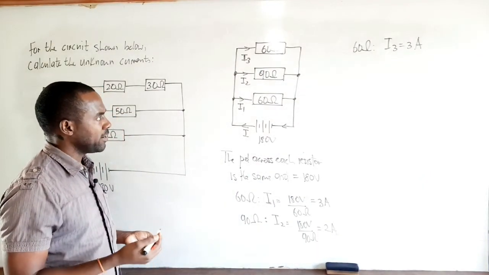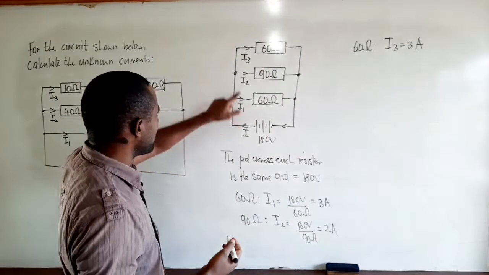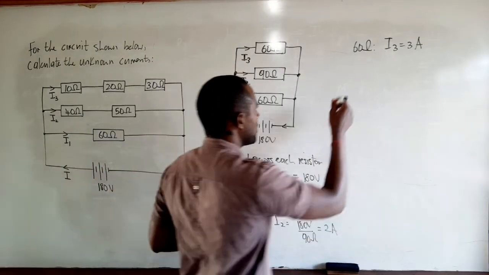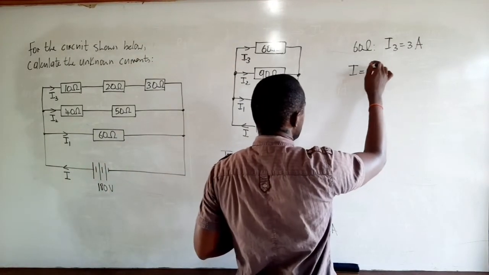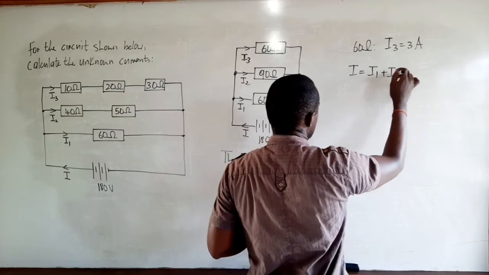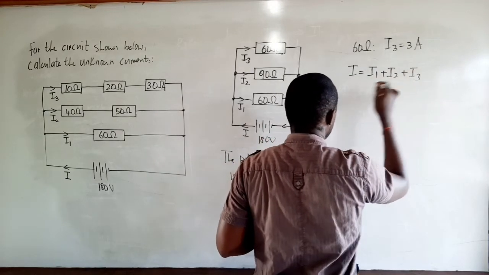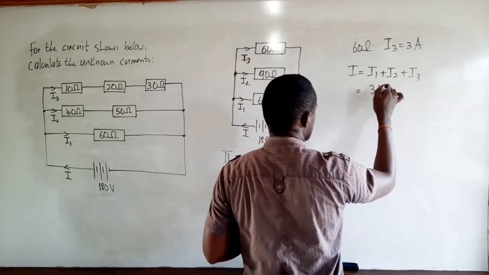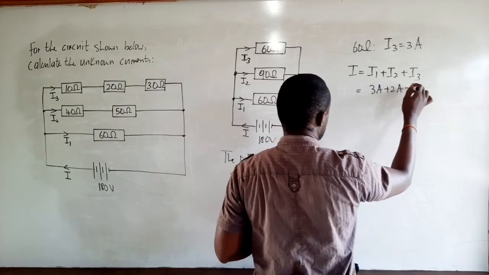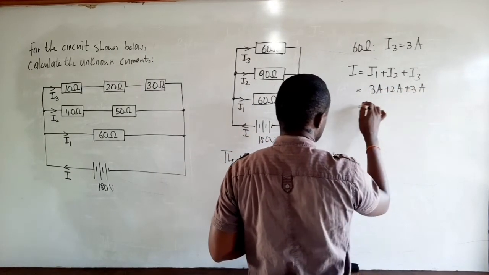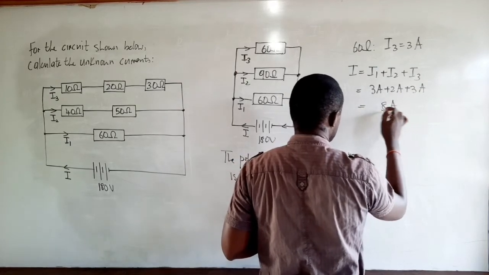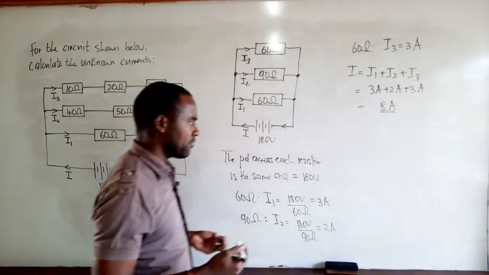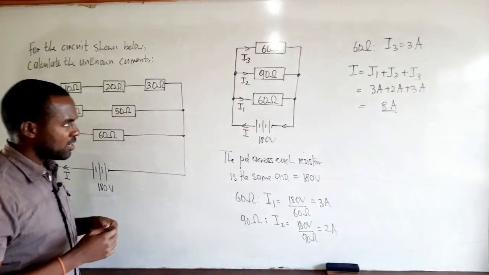And now that we found I1, I2, I3, the total current I is equal to I1 plus I2 plus I3, which gives us 3 amperes plus 2 amperes plus 3 amperes, which is equal to 8 amps. So therefore, the total current flowing in the circuit would be 8 amperes.